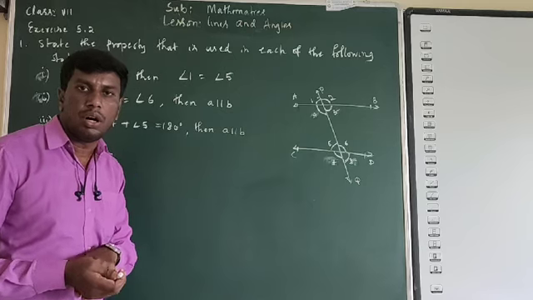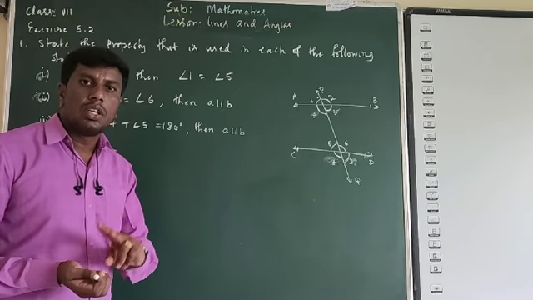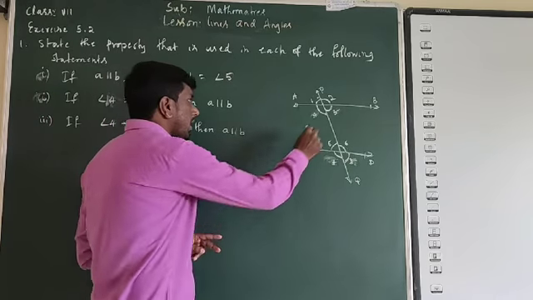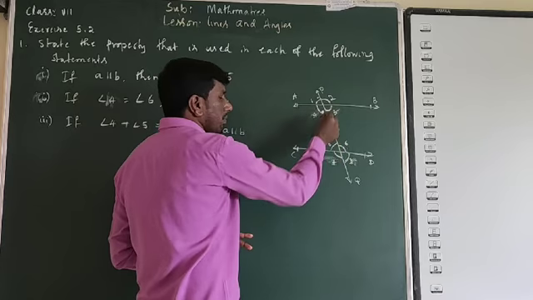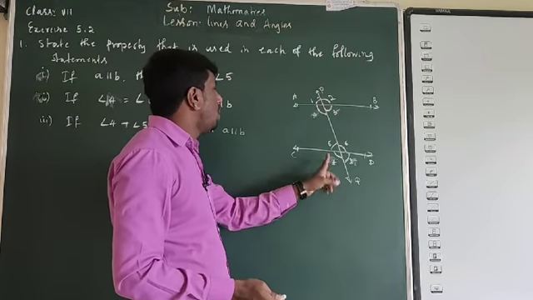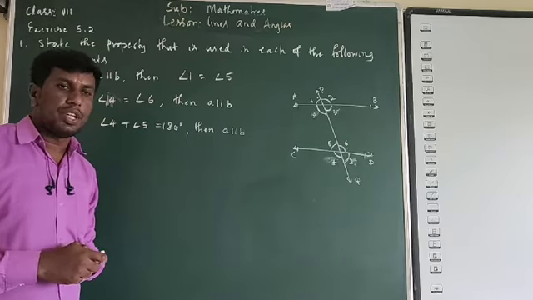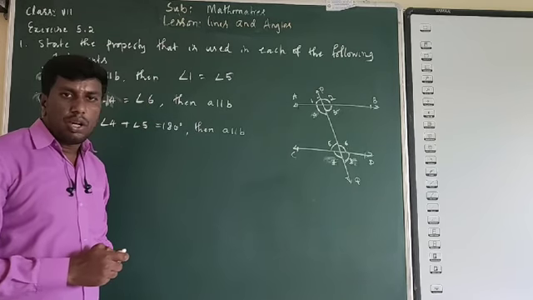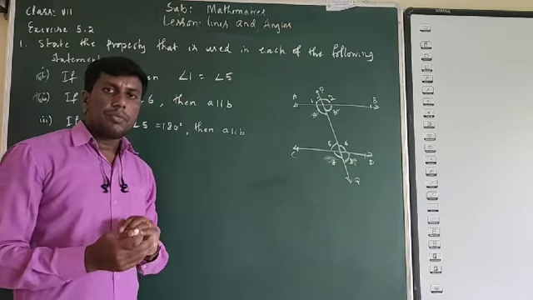How many pairs of alternate interior angles? 2 pairs: 4 and 6, 3 and 5. Alternate exterior angles: 1 and 8, 2 and 7. Again 2 pairs of alternate exterior angles. And what else have we studied?